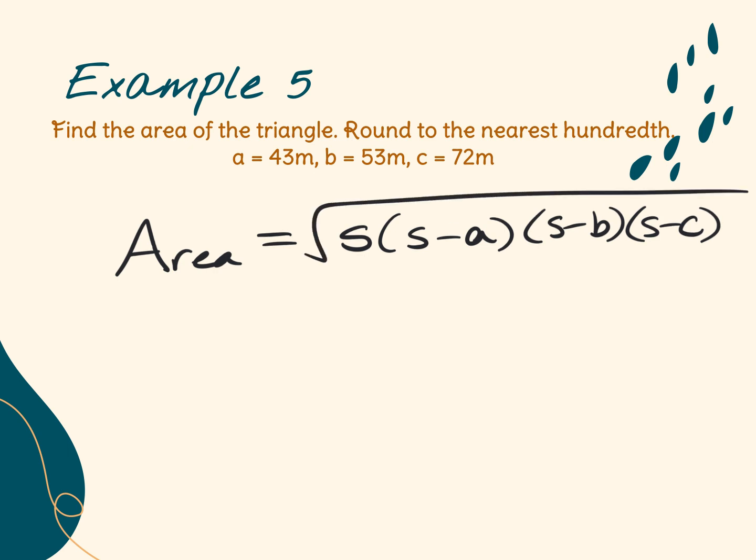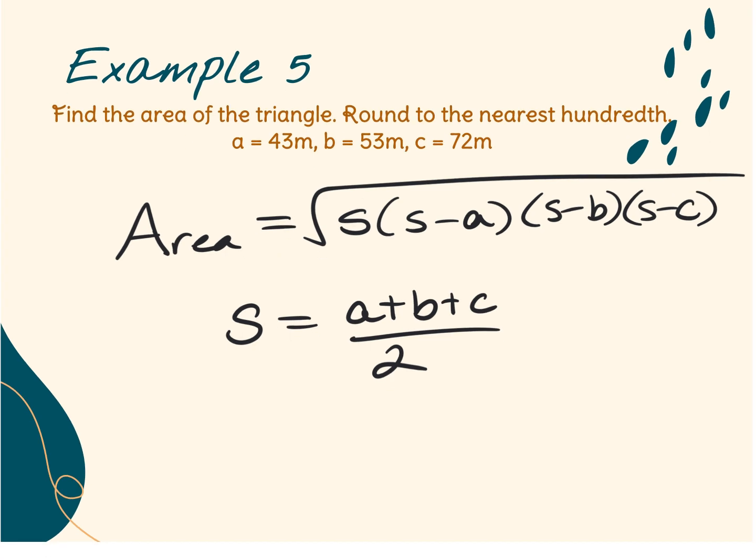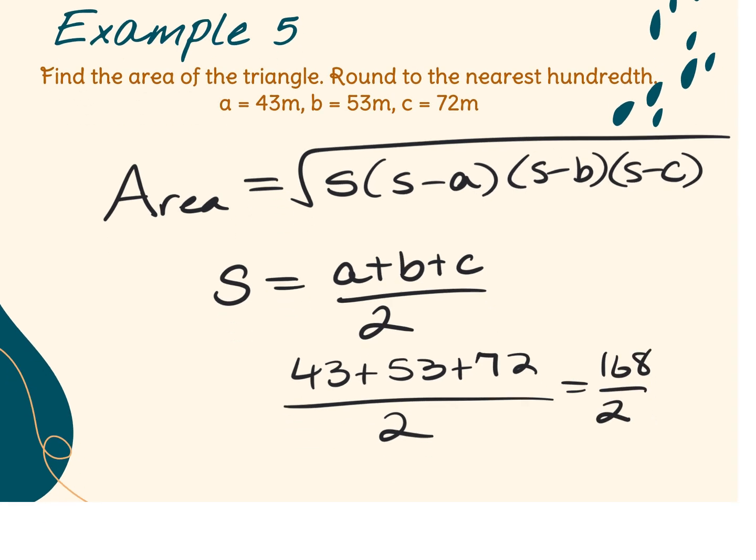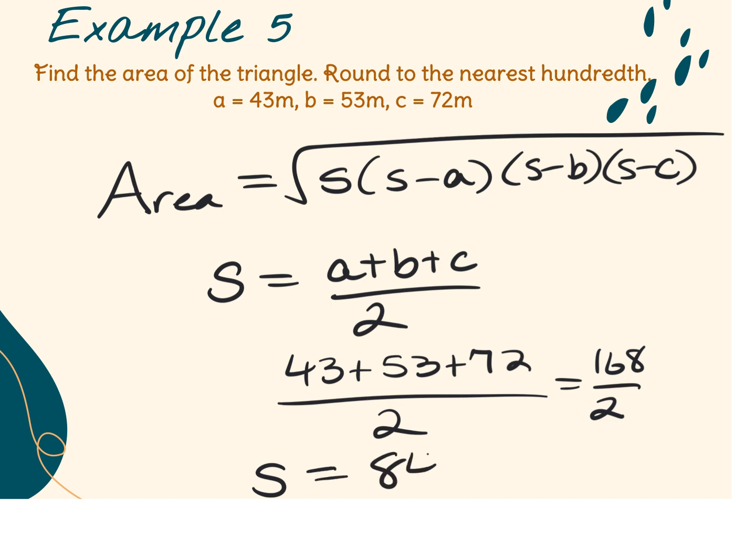So let's go ahead and calculate our S value by doing A plus B plus C divided by 2. My A is 43, my B is 53, my C is 72, and then we'll divide it by 2. Adding this, I get 168, and then divided by 2, my S value that I'm going to plug in the formula is 84. So every spot that I see an S, I'm going to put the 84. And then the A, B, and C are going to come from up here. So let's fill it in now.